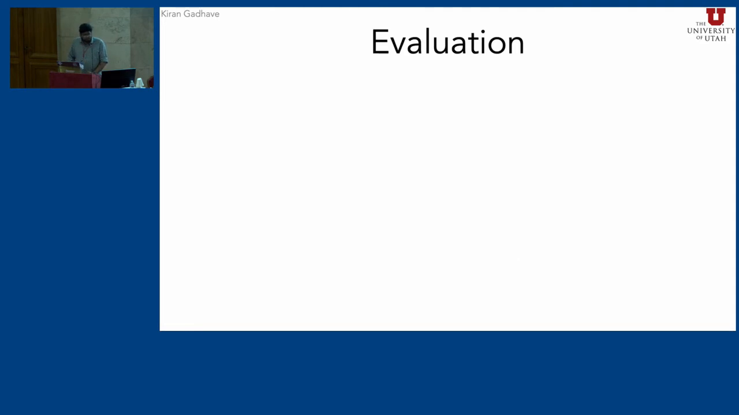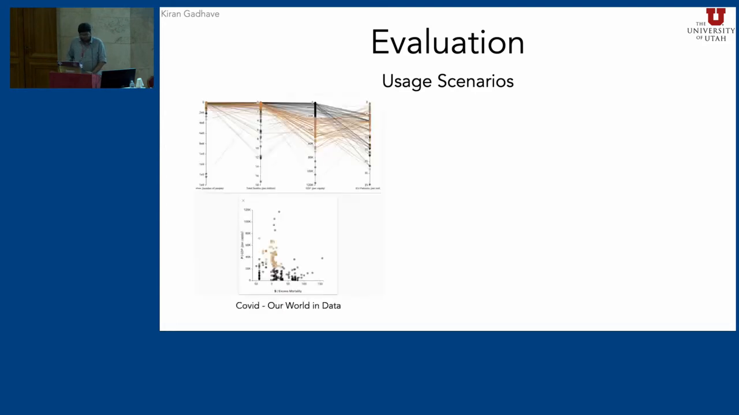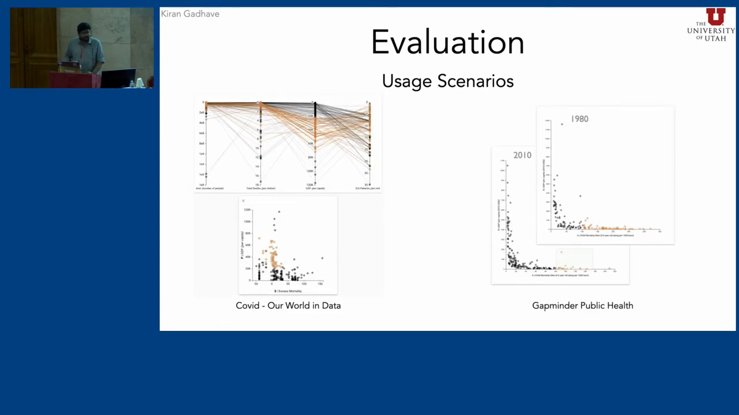So to evaluate our techniques, we followed two different approaches. First, we present some usage scenarios with the COVID Our World in Data project and the Gapminder public health dataset for different decades. Both these scenarios are available in our paper to read. We also include live links to the actual analysis session in the tool in the paper, so you could just click on that and go to the tool itself.